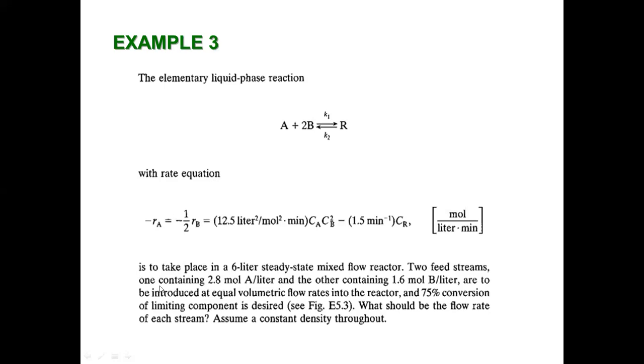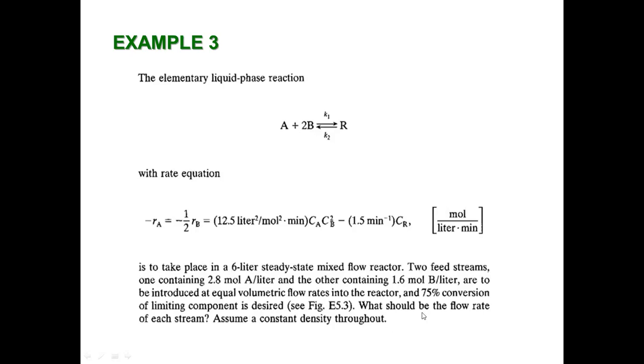Now this is to take place in a 6-liter steady state mixed flow reactor. In this mixed flow reactor, you're given 2 feed streams, one containing 2.8 mole of A per liter and the other feed stream having 1.6 mole B per liter. They are to be introduced at equal volumetric flow rates into your reactor. So you're not only having one feed stream, but you have 2 feed streams.